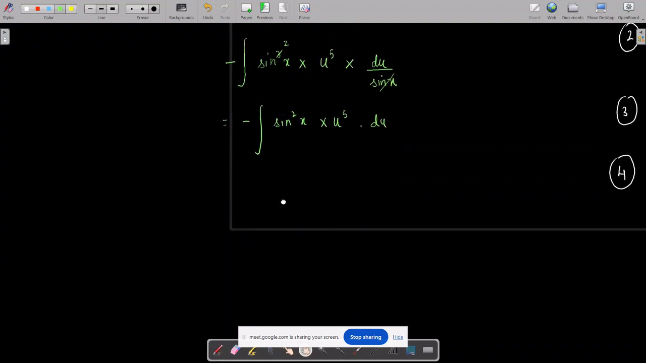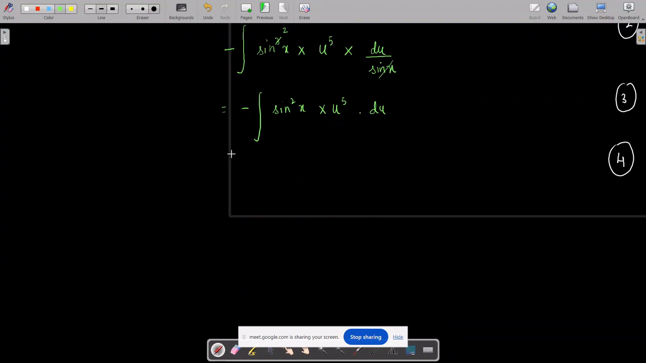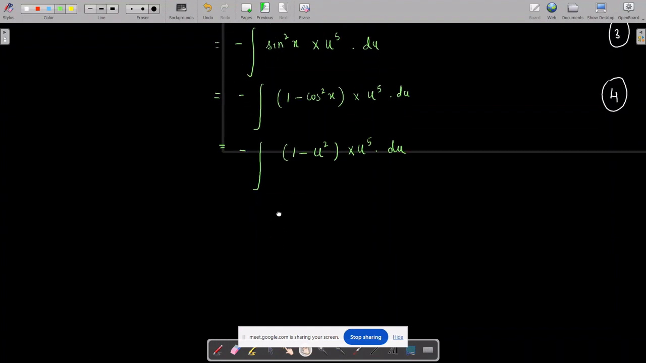And now we can easily convert sine square x in terms of u. I can write it in terms of cosine. So sine square x can be written as 1 minus cosine square x, times u to the fifth du. And this is 1 minus cosine, we have substituted as u, so 1 minus u squared times u to the power 5 du. And now it's very easy to solve.